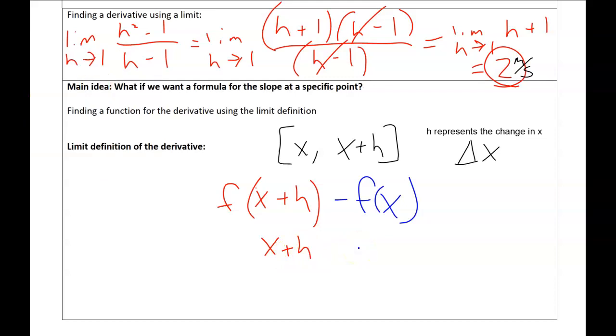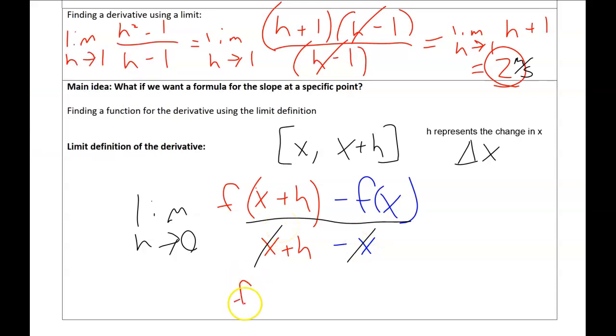my slope formula. And then I'm going to take the limit of that as h goes to 0. So I'm making my difference in x very, very small. So this is the limit definition of a derivative. And notice on the bottom, I can actually simplify that right away. Those x's cancel out. So I'm going to rewrite it one more time.